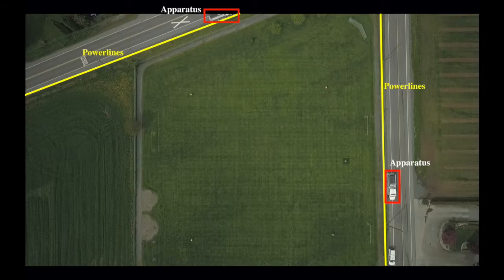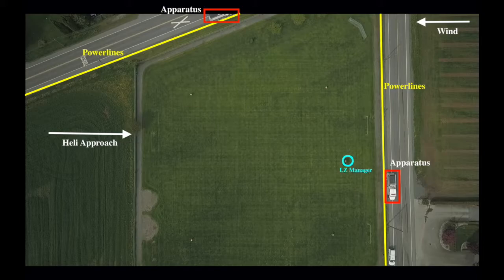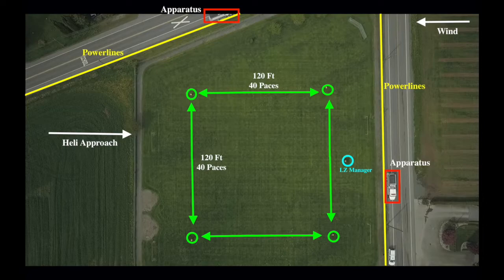To recap, let's look at the setup of the landing zone in this example. Apparatus are positioned under the overhead wires. As the helicopter will typically approach into the wind, the landing zone manager should position with the back to the wind and facing the landing zone. Firefighters should be positioned on each corner 120 feet apart or 40 paces. The lights are set up at each corner and at midpoint. An additional blue light is set up at the landing zone manager's position.